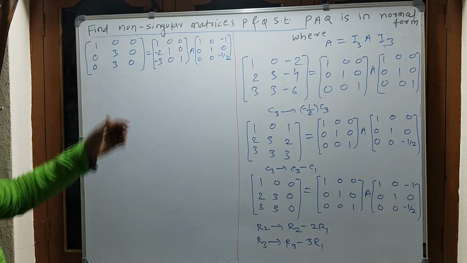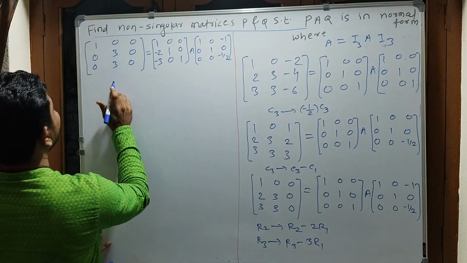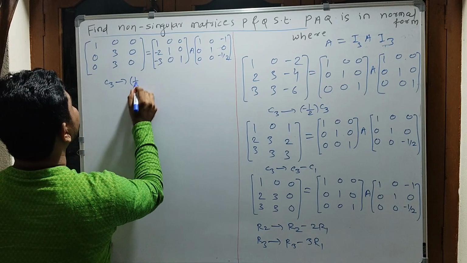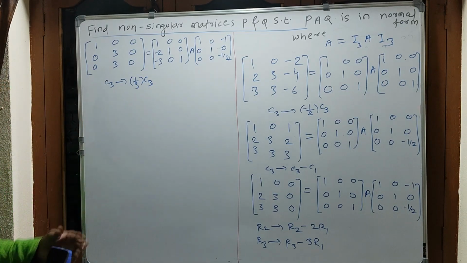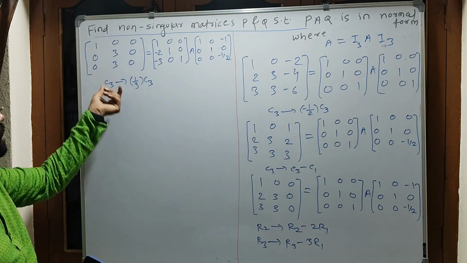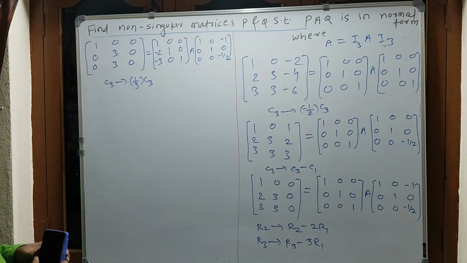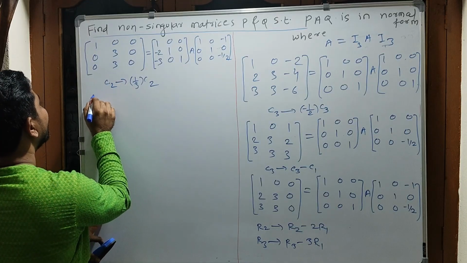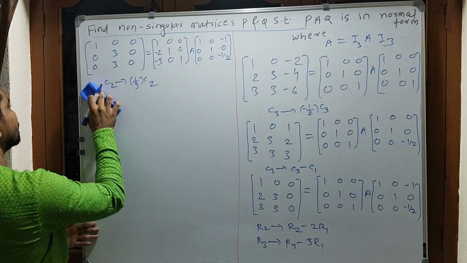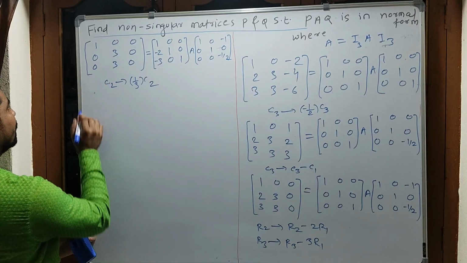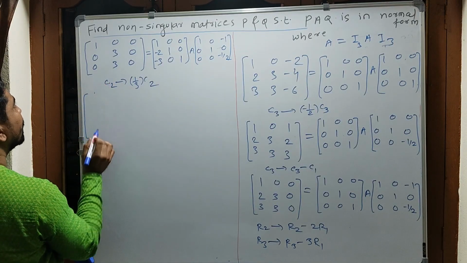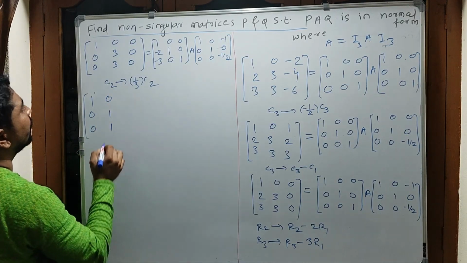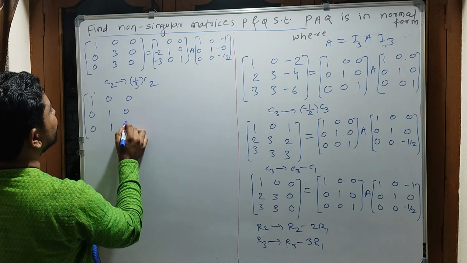Now come to here. Now can I change my C3 as 1 by 3 into C3? Here I am multiplying 1 by 3 to the entire column C2. Now I get the resultant matrix as here. This is my resultant matrix. I don't have proper space, so here 1 0 0, 0 1 1, and this is 0 0 0.